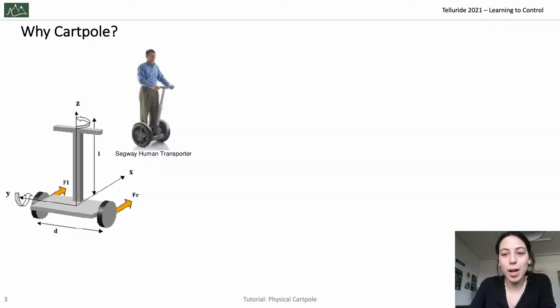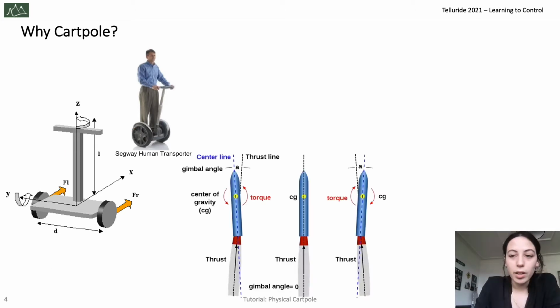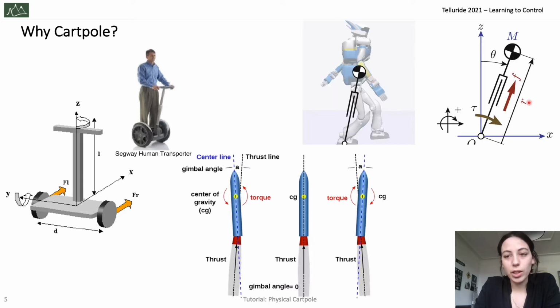The problem of balancing a pole on a moving cart is a widely used benchmark problem for testing controllers and learning algorithms. The reason for its popularity is its nonlinear dynamics, which we will see later, and its relevancy to a number of control problems. For example, personal mobility devices like the Segway transporter, orientation control of a booster rocket at takeoff, and balance control for a legged robot, all of which can be simplified to the Cartpole model.